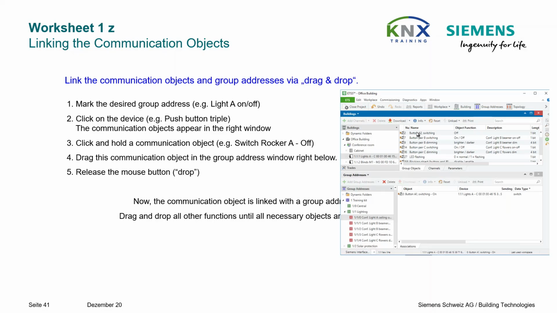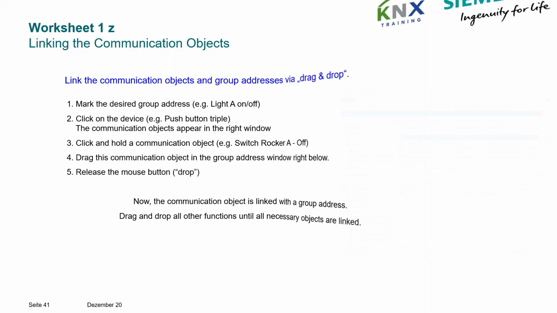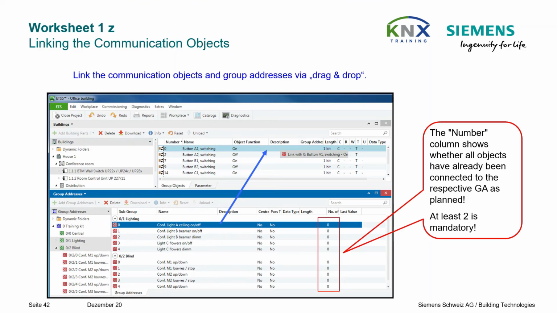Drag and drop all other functions until all necessary objects are linked. Once more, on this picture it is shown how it works. Objects and group addresses must be connected. In the beginning you should use only one scheme, for example drag addresses to the objects. But it can be done the other way around too. Objects can also be pulled to the addresses as well.